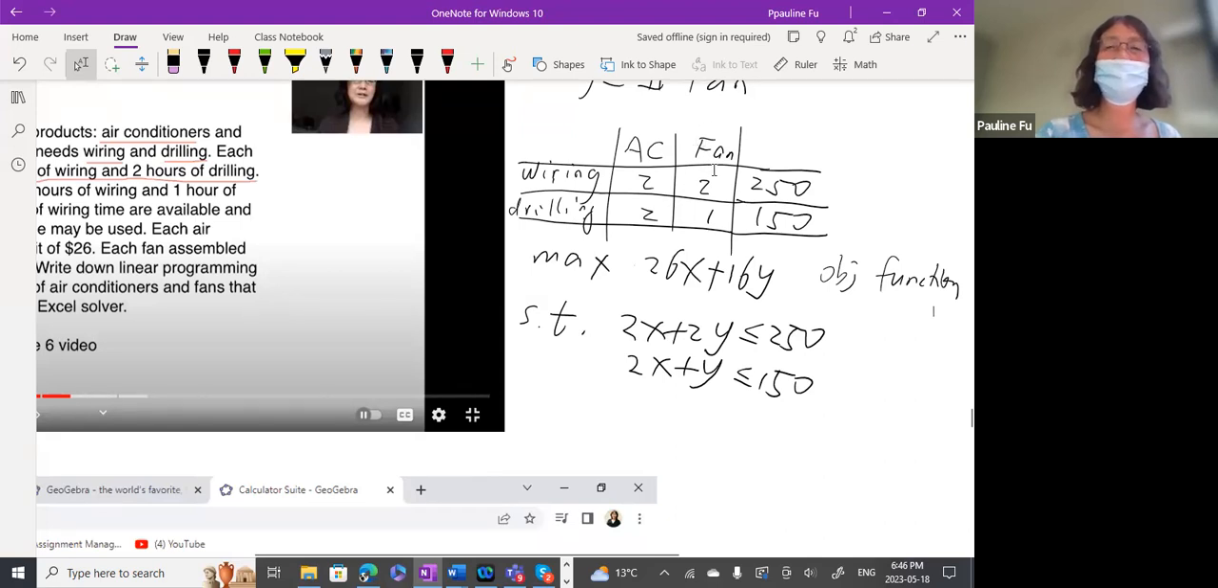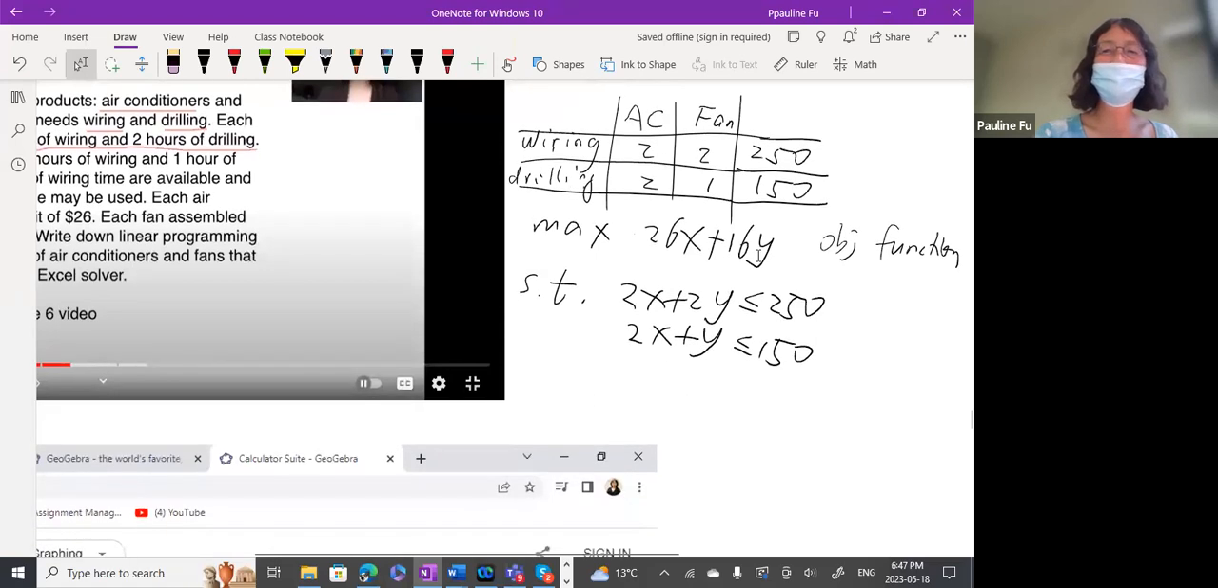And to produce one unit of fan, I need 2 hours wiring. How many hours for fans? 2Y. If you add the wiring time for AC plus the time for fan, it should not exceed 250. So 2X plus 2Y is smaller or equal to 250. Similarly for drilling, the drilling time for air conditioner plus drilling time for fan is smaller or equal to 150.